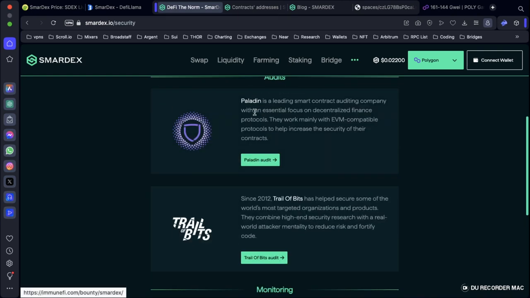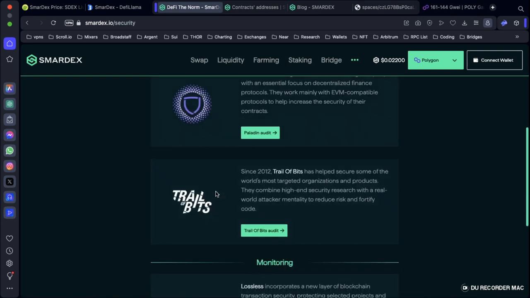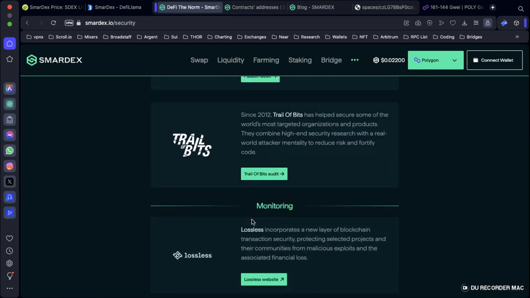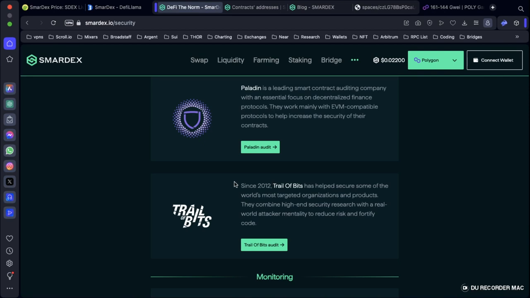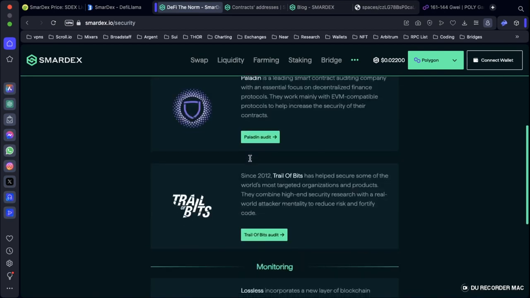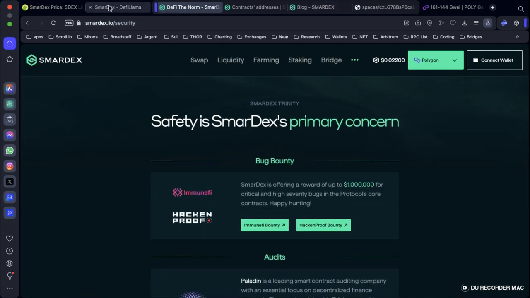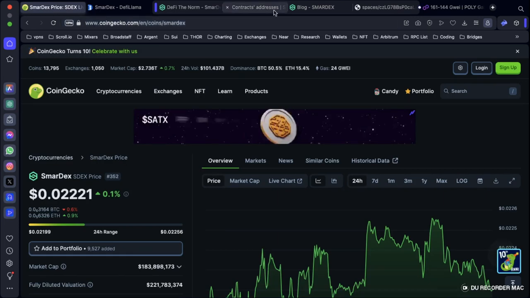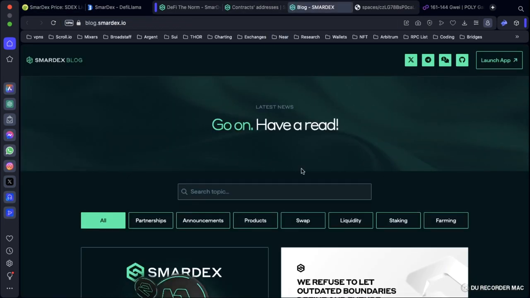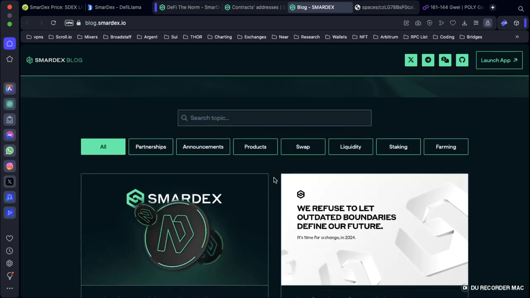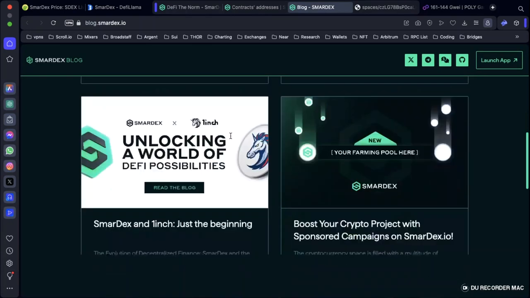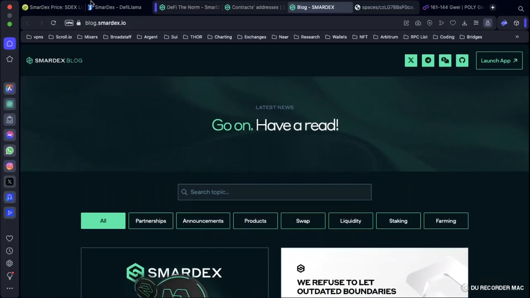They also have some audits. They have a Trail of Bits audit, which is good news. If anybody knows about audits, Trail of Bits is one of the top tier auditing firms in the DeFi space. So that's good news. They have a Paladin audit. Quite a few things. So as far as it seems on the surface, SmarDEX is serious about security, but time will tell how effective they are at that.